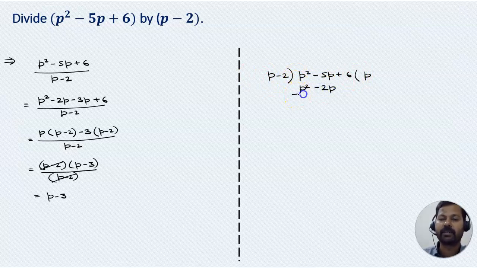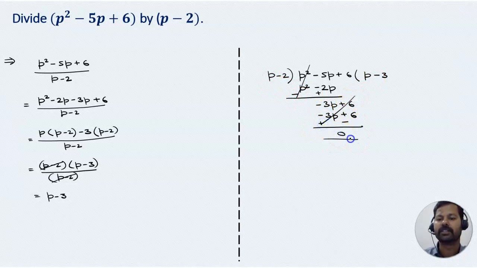Now we'll subtract it. For subtracting we need to change the signs. This got cancelled out and we are left with minus 3p. Bringing down the next term, that is plus 6. Here is a negative sign, so in the quotient also we'll put a minus sign. Now again we'll look at the first term of both divisor and dividend. So p into 3 is 3p, so we need to multiply it with 3. So 3 into p is minus 3p, minus minus becomes plus, 3 twos are 6. Again subtracting, changing the sign, we'll get here 0.